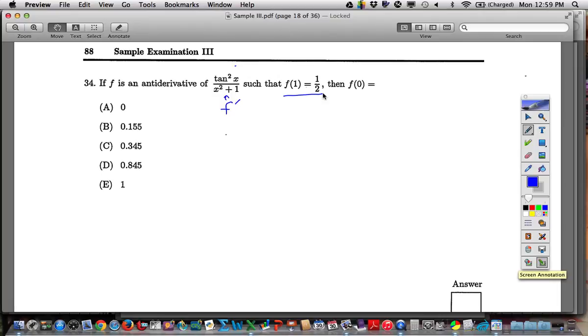Put your initial condition in, find your c, so that would give you your f function, then you put in a 0 and away you go. You'd have it. That's what we would normally do. Now, I would like for you, from this point forward, to move away from that line of thinking.